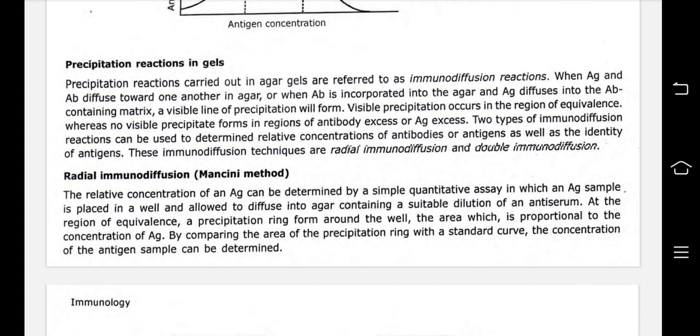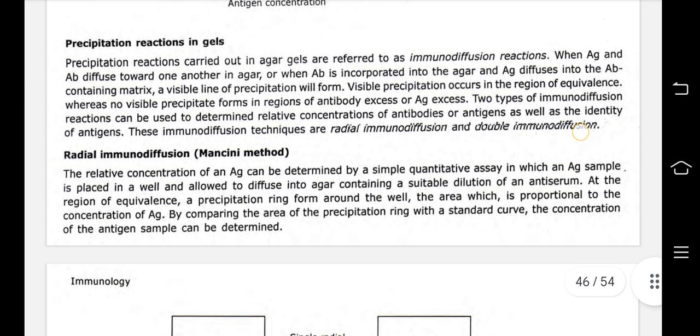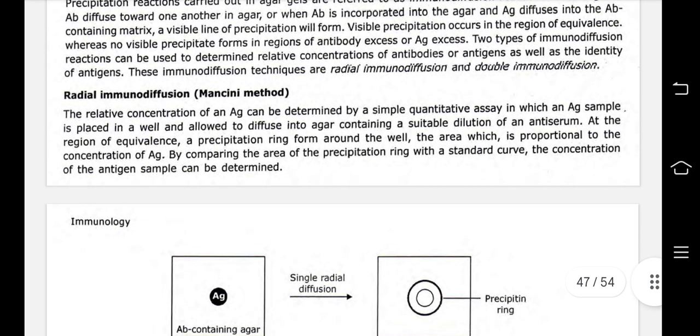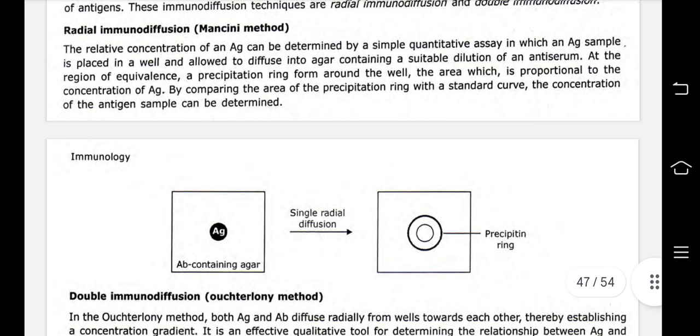Precipitation reactions carried out in agar gels are referred to as immunodiffusion reactions. When Ag and Ab diffuse toward one another in agar, or when Ab is incorporated into the agar and Ag diffuses into the Ab-containing matrix, a visible line of precipitation will form. Visible precipitation occurs in the region of equivalence, whereas no visible precipitate forms in reactions of antibody excess or Ag excess. Two types of immunodiffusion reactions can be used to determine relative concentrations of antibodies or antigens, as well as the identity of antigens. These immunodiffusion techniques are radial immunodiffusion and double immunodiffusion.